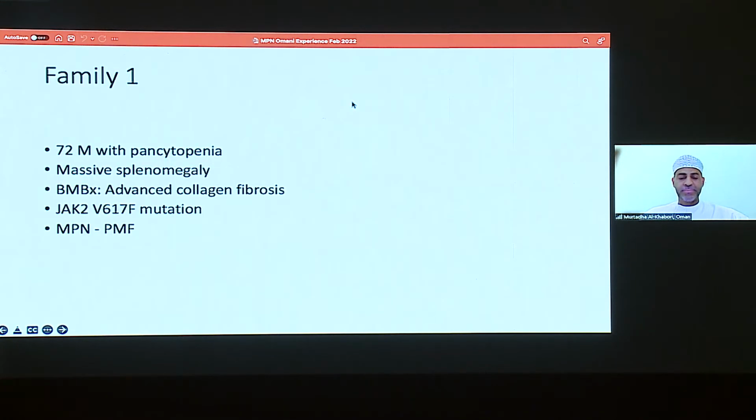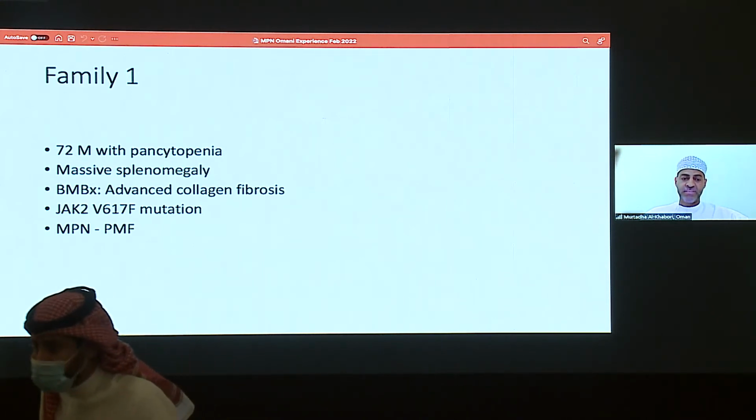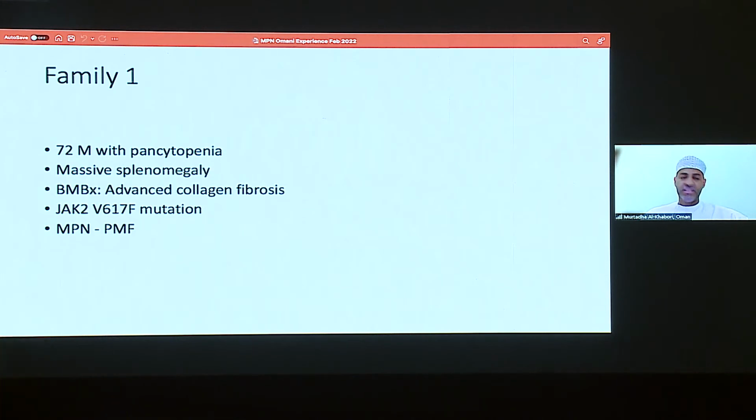So I would start with the presentation of one family. I had a patient who's a 72-year-old male who presented with pancytopenia. He had massive splenomegaly, and his bone marrow biopsy showed advanced collagen fibrosis. He harbored the JAK2 V617F mutation, and his final diagnosis was MPN. The subclass was primary myelofibrosis.